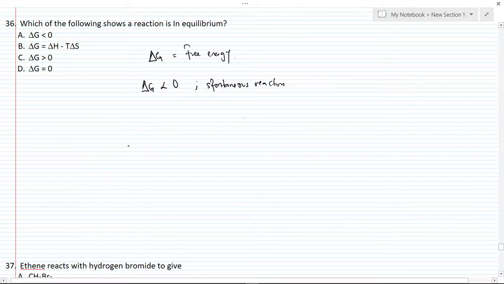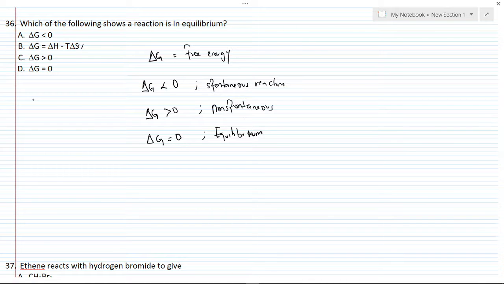So when delta G is greater than 0, this means the reaction will be non-spontaneous. This means it would require external effects, as it can't happen on its own. So when delta G equals 0, it means that the reaction is in equilibrium. This equation here just gives the relationship between delta G, enthalpy, which is delta H, temperature and entropy. So the correct option is option D.